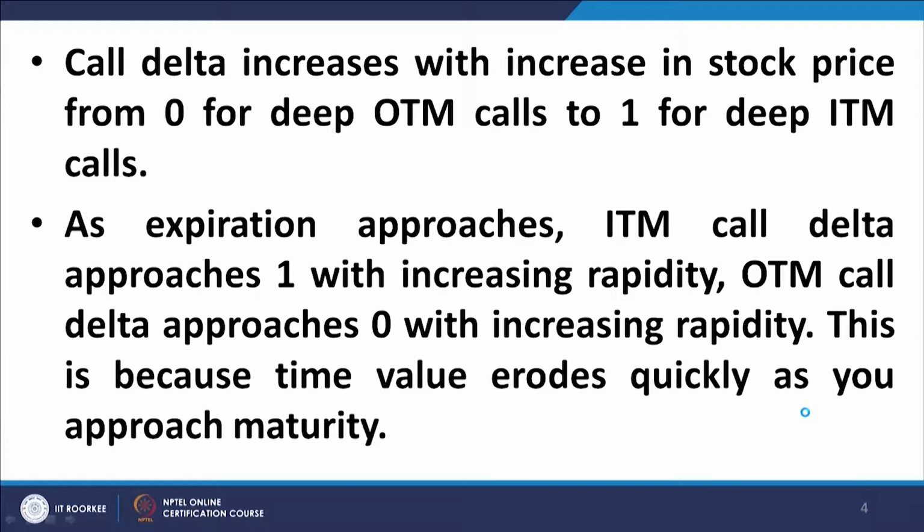Call delta ranges from 0 to 1 and put delta ranges from -1 to 0, and call delta increases with an increase in the stock price. For out of the money calls, call delta would be pretty close to 0, and as the stock price increases significantly and the call becomes in the money, the call delta approaches 1. As expiration approaches, the in the money call delta approaches 1 very rapidly with short expiration times. The out of the money call delta also approaches 0 very rapidly, and the at the money calls are somewhere in between.